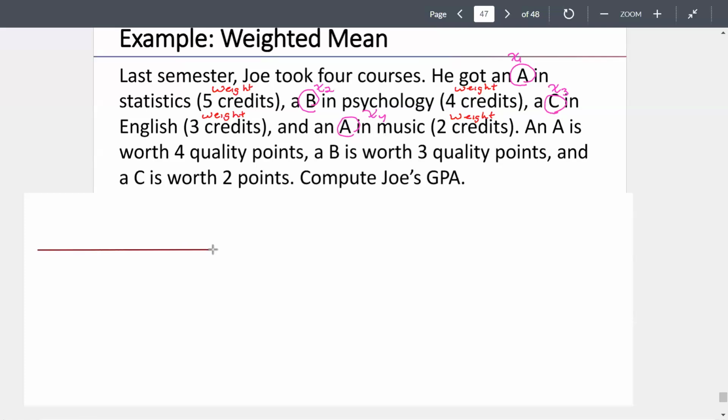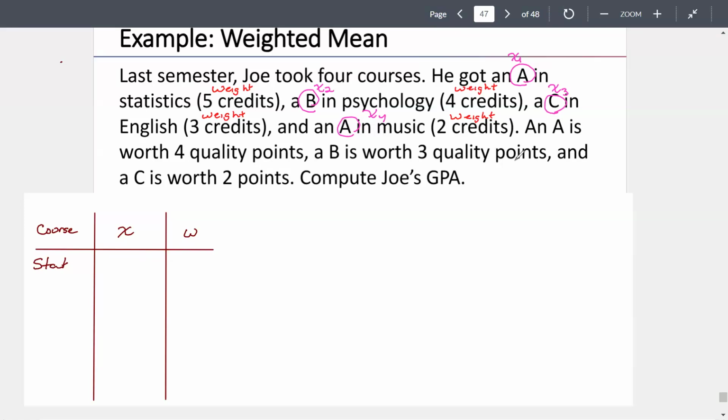I'm going to make a little chart here. So I'm going to put the class, but it's not actually a variable. It's not the variable that we're interested in. So we can keep this clear. So you have the class or the course. You have your X, and then you have your weight. So looking at the course, we have statistics. So statistics, we get an A in statistics.